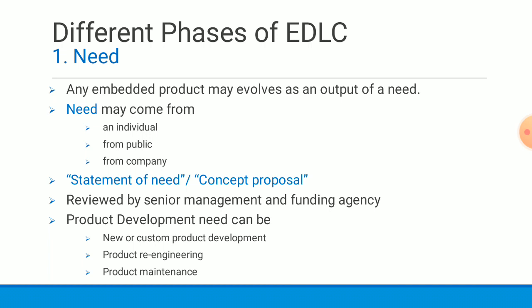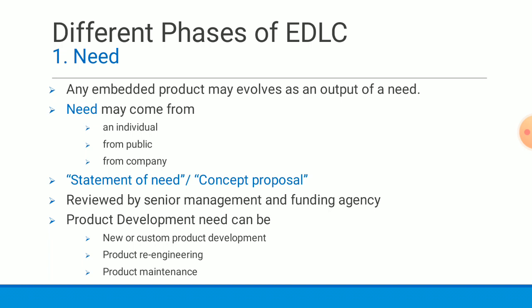Now the product development need can be of three different types. It can be for new or custom product development, for product re-engineering, or for product maintenance. So the need can be for new or custom product development, product re-engineering or product maintenance. The first one is new or custom product development.